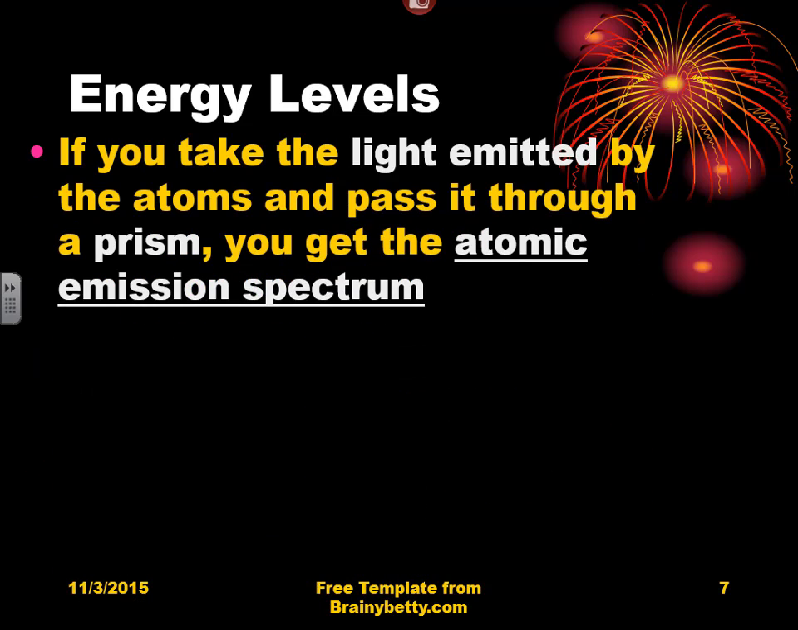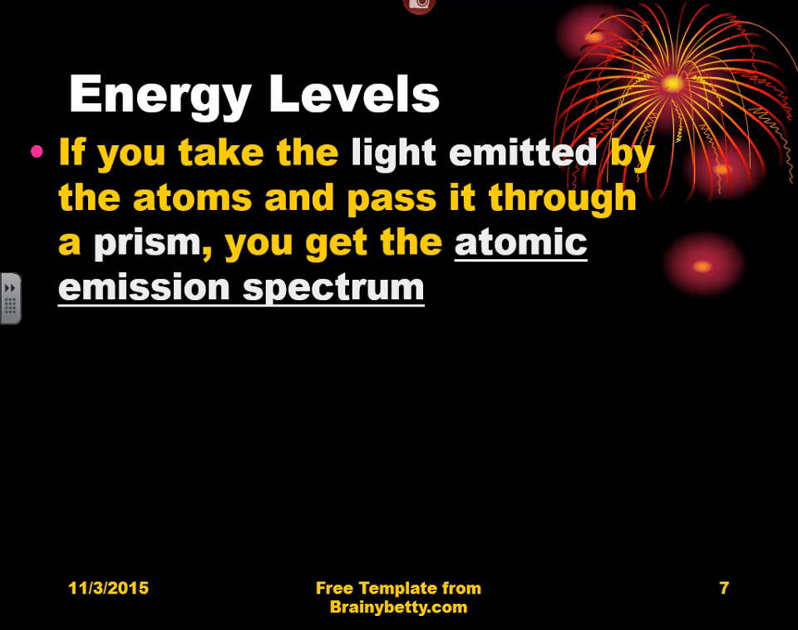If you take that light, which is part of the full spectrum, but not all of it, and then you send it through a prism, the picture that you get on the other side is called the atomic emission spectrum. What does a prism do? Do you remember from yesterday? It bends light, so it separates it by its color. So you can see what colors are in the light that's being emitted.